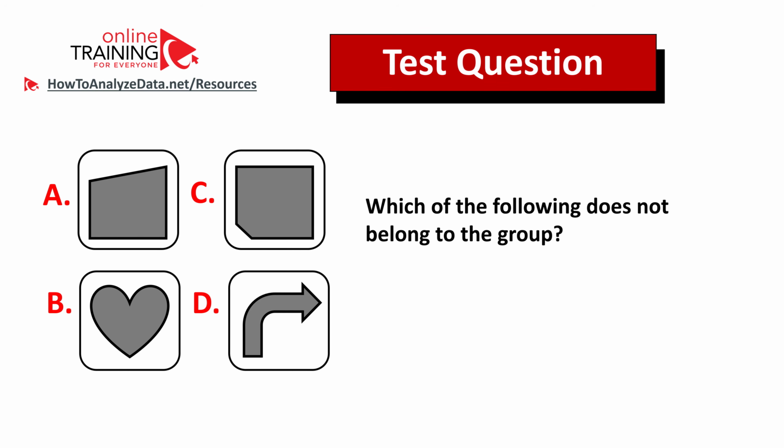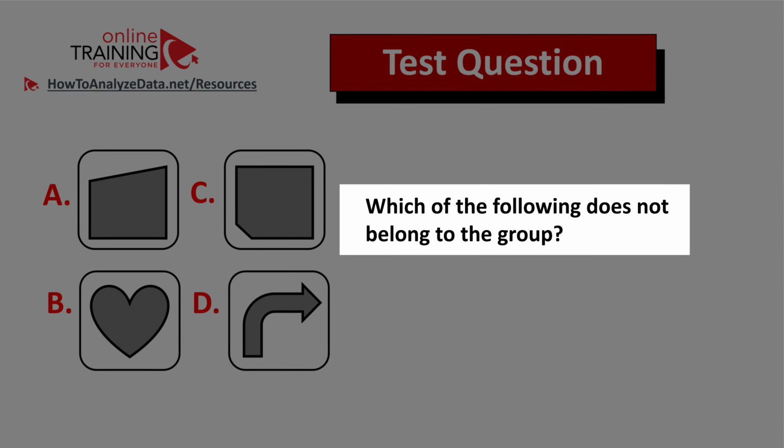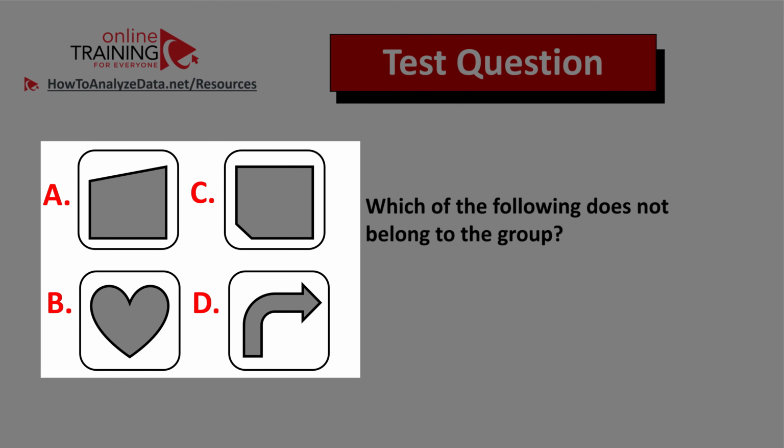And now here's a question for you to try. Which of the following does not belong to the group? I have full confidence that you can solve this challenge from the real test by yourself. You're presented with 4 different rounded squares. Each one has a shape inside. Choices A, B, C, and D.